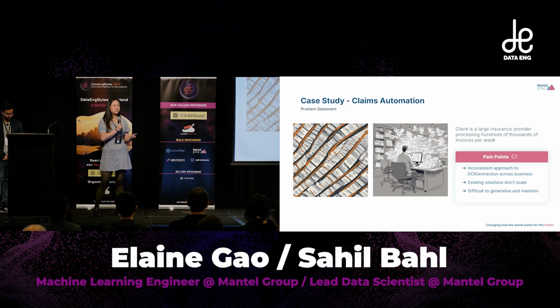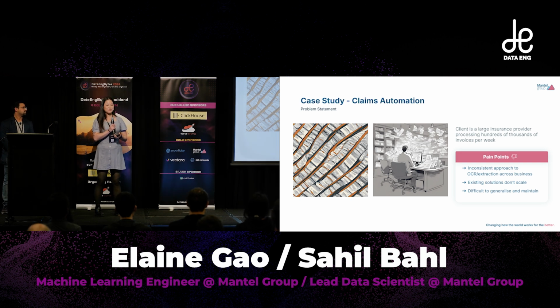Every time you want to extend to a new business unit or type of document, you need to do that labeling effort, and also the solution ends up costing a lot if you want to use those custom models or even the Analyze Expense API. So yeah, at the moment, the solutions don't scale across the business, and they're finding it a bit difficult to maintain it and generalize that across new corpuses of documents.